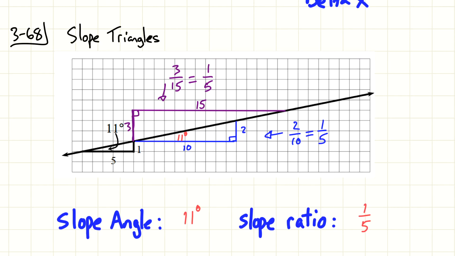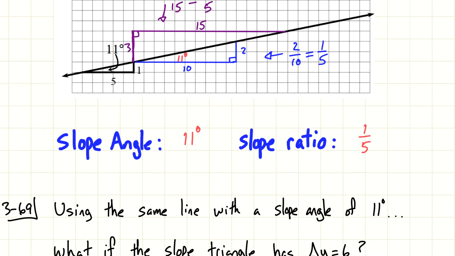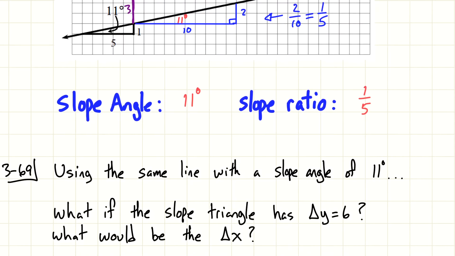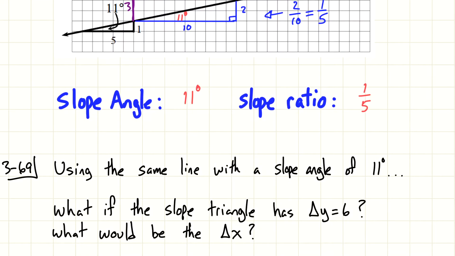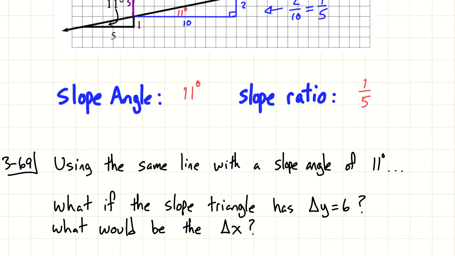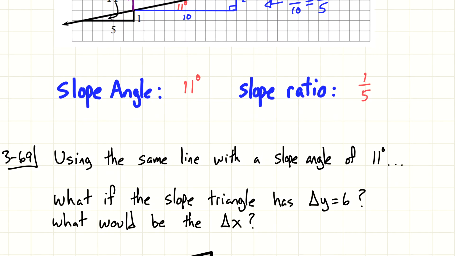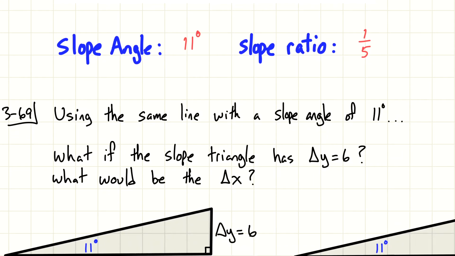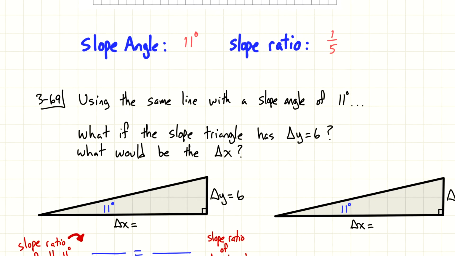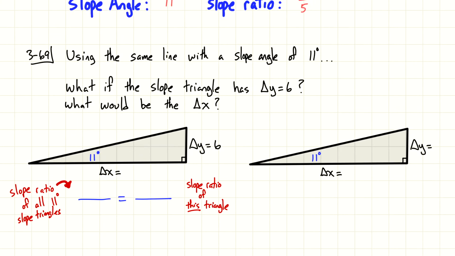Okay, so moving forward with this information, what happens if we use the same line with a slope angle of 11 degrees? So imagine that same line. What if the slope triangle had delta y equal to 6? Delta y is the same as our rise. And what would be the delta x? So if it has a rise of 6, what would be the run? All right, so let's look at this example. And that's the first question. There's actually two we're going to look at. And so I've drawn out both of those for us.